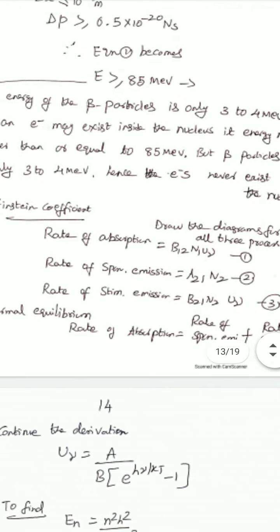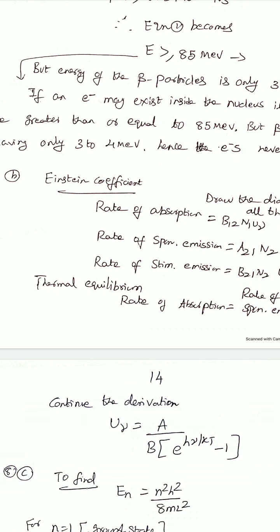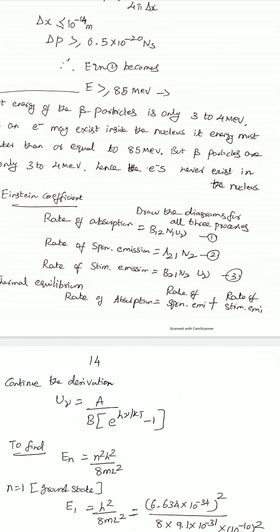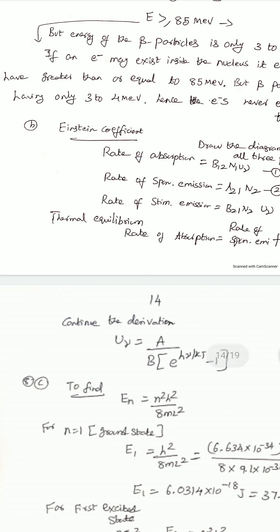Then you continue with the equation. Here at thermal equilibrium, the rate of absorption equals the rate of spontaneous emission plus the rate of stimulated emission. Then we substitute all the given data here. Then Planck's law you have to mention. Then we compare the equations. After comparing, you continue the derivation and write all the steps, up to u nu equals A by B multiplied by 1 over e power h nu by kT minus 1. Up to here you have to write.